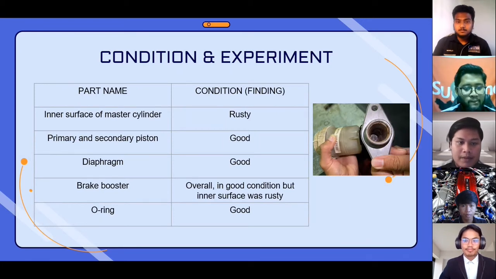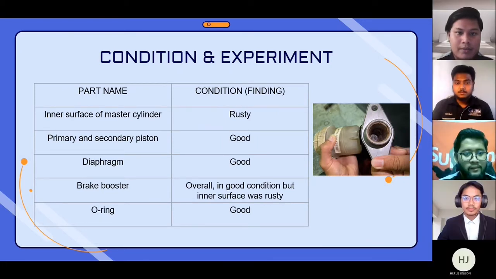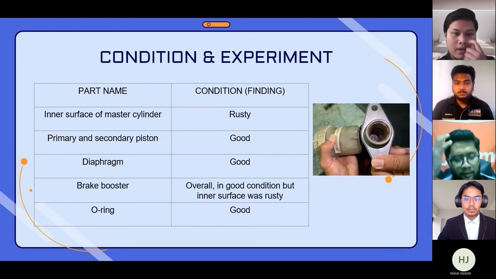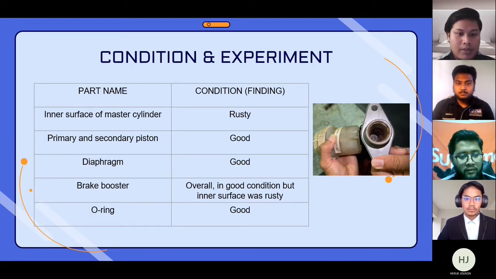So next for my part, the condition and experiment result. For this part, as you can see, there are a few part names of the brake component. The first one is the inner surface of master cylinder, which, as we got from the experiment, is in rusty condition, as you can see in the picture beside. Next is the primary and secondary piston, which is in good condition. The program in good condition. Brake booster overall in good condition, but the inner surface was rusty, and lastly the O-ring also in good condition.